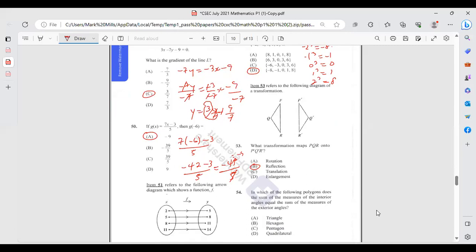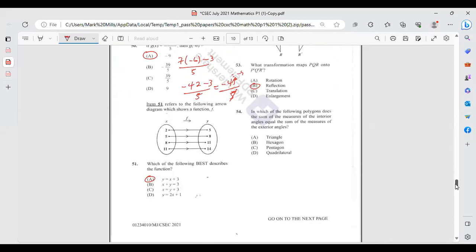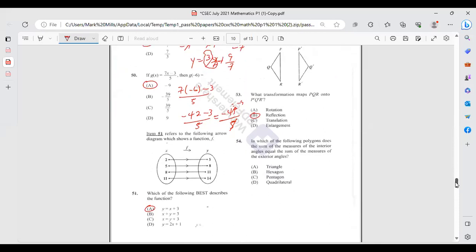54. We did 54 already. It's a quadrilateral. Right, quadrilateral. All right.